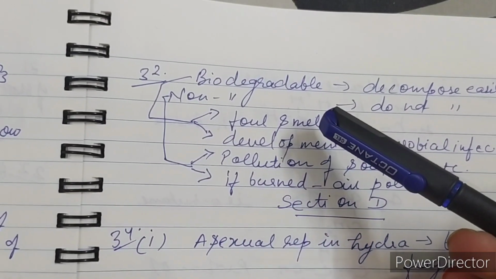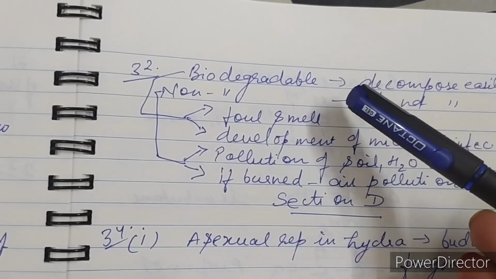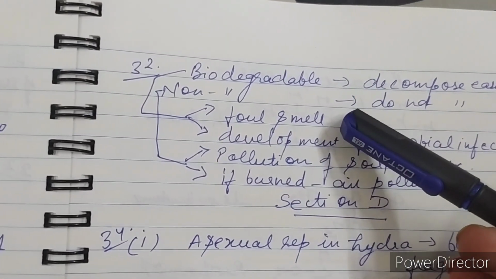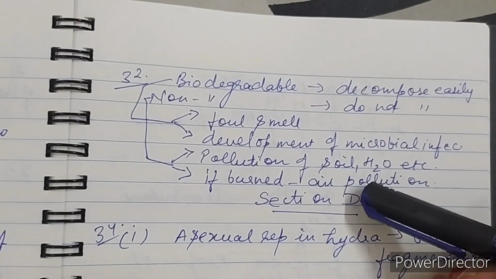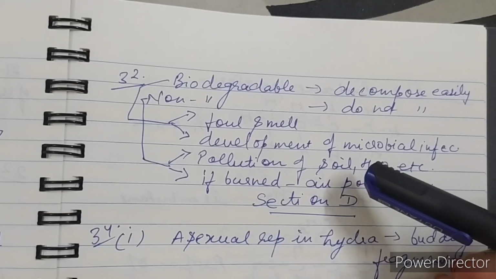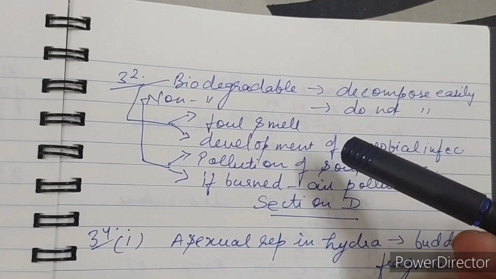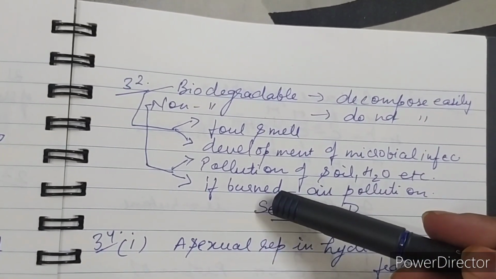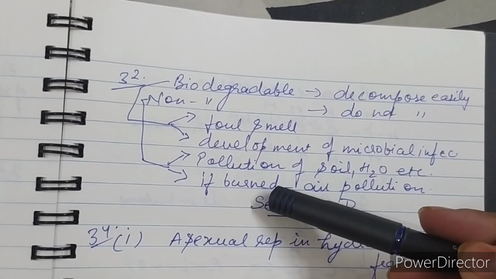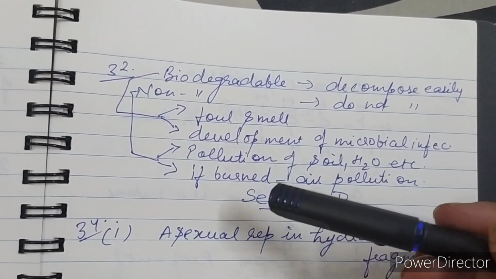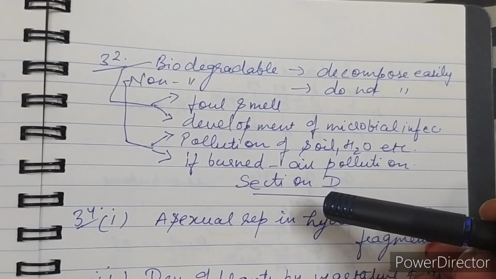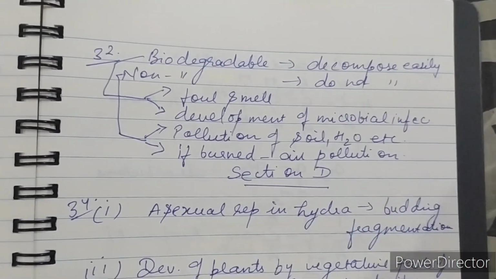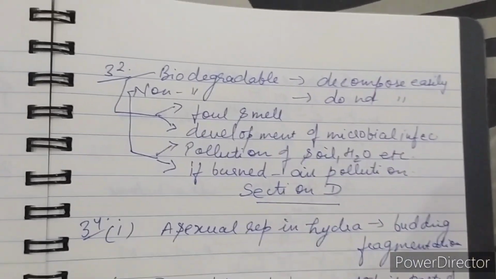Now non-biodegradable waste, how it affects our environment: biodegradable waste emits a very foul smell while degradation is taking place, and microbial diseases or infection starts spreading around the area where degradation is taking place. And non-biodegradable waste causes the accumulation of waste in the environment and leads to the pollution of water, soil, etc. And if it is burned, then air pollution is also caused due to liberation of pollutant gases.